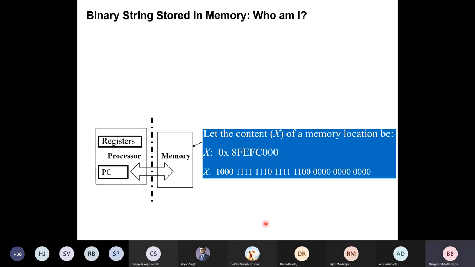Because the binary string has no inheritance. It has lost all its meaning or connotations. Isn't so? Who am I is the question. What do you think?